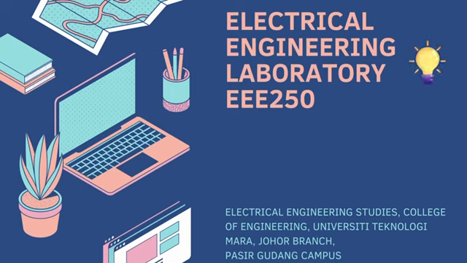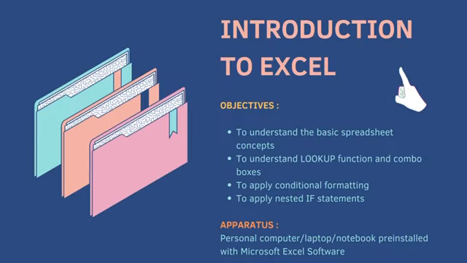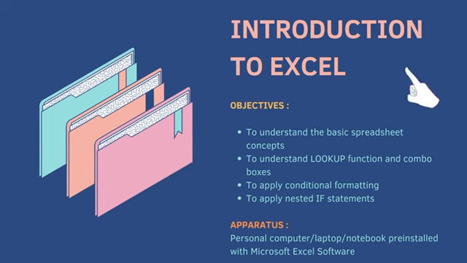Today we are going to learn about Chapter 6, Introduction to Microsoft Excel. The main objectives are to understand the basic spreadsheet concepts, lookup function, and combo boxes, and also to introduce to the students how to apply conditional formatting and nested if statements in Microsoft Excel. The students need to prepare the laptops or personal computer with Microsoft Excel software.